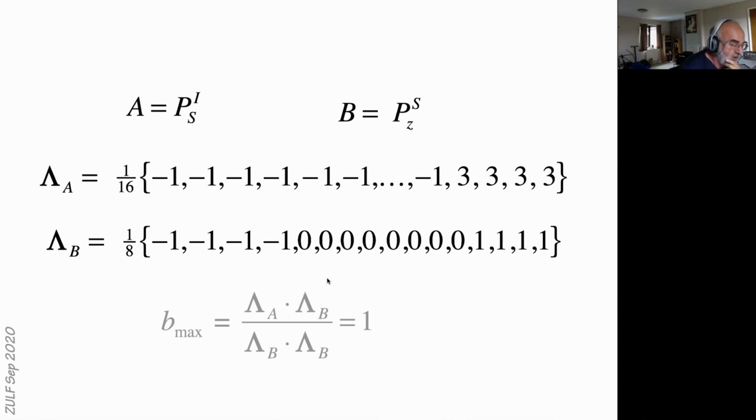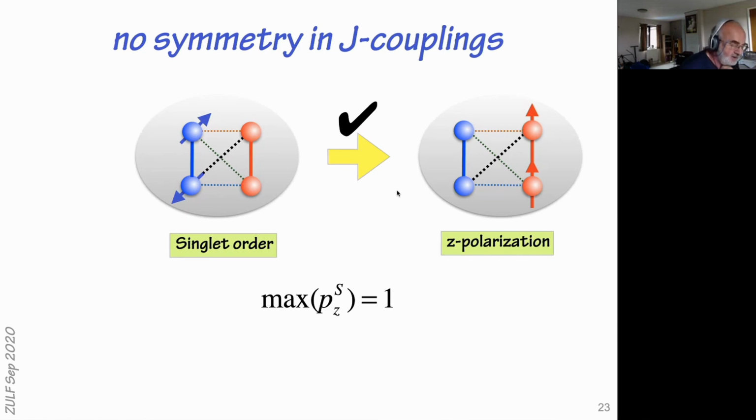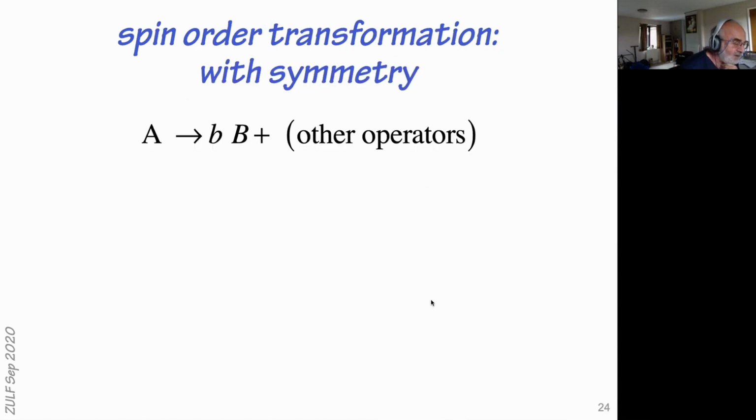And you take the dot product between those two vectors. And with a little working, you see that that's actually just one. So that means it's possible, if you don't have any symmetry, to convert singlet order from the I spins to 100% polarization on the S spins. And that's one of the things I started with. So it is possible to convert singlet order to 100% S spin polarization in this type of spin system if the Hamiltonian, the J couplings, don't have any symmetry. But now we look at what happens if they do have symmetry.